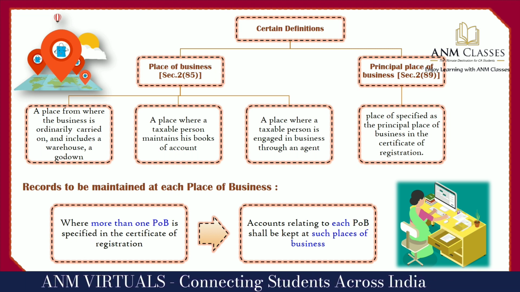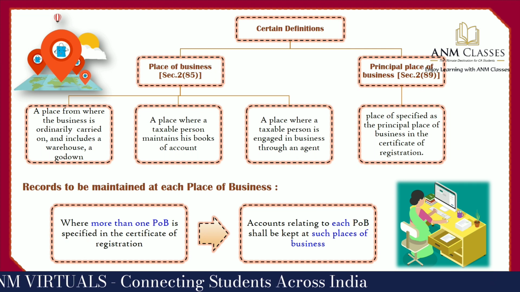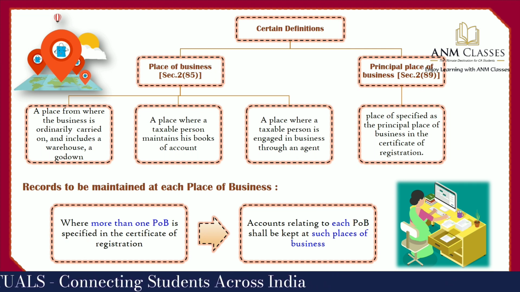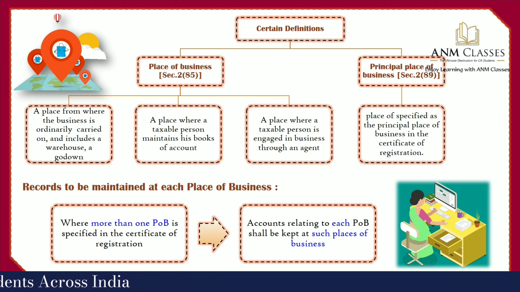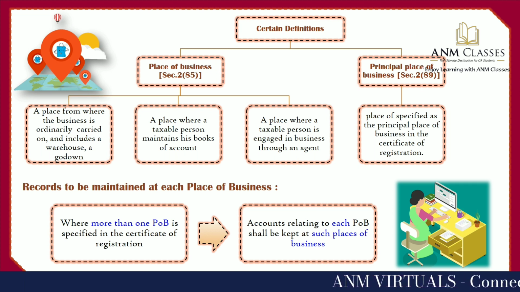அப்ப இத்தனையும் உனக்கு என்னவா இருக்கலாம்? ஆனா இது எல்லாமே principal place of business கிடையாது. Principal place of business means place specified as the principal place of business in the registration. அப்ப certificate of registrationல நீ டிக்ளேர் பண்ற இதுதான் என்னோட place of business னு டிக்ளேர் பண்றேனா அதுதான் principal place of business. Are you ready with me?